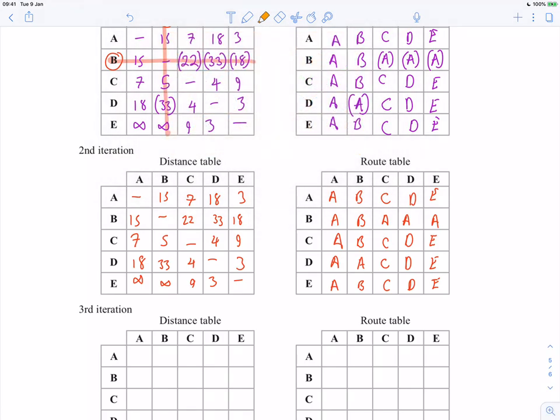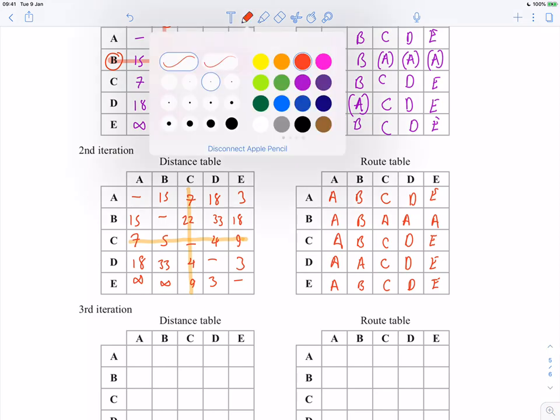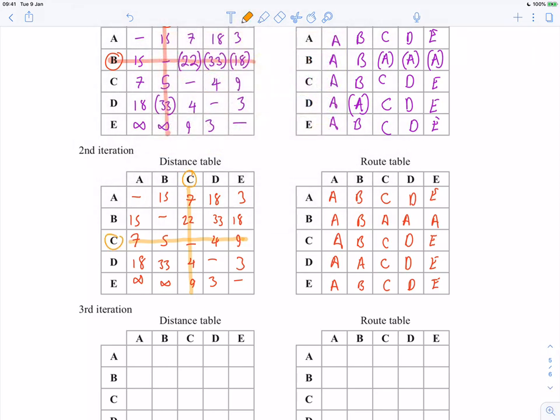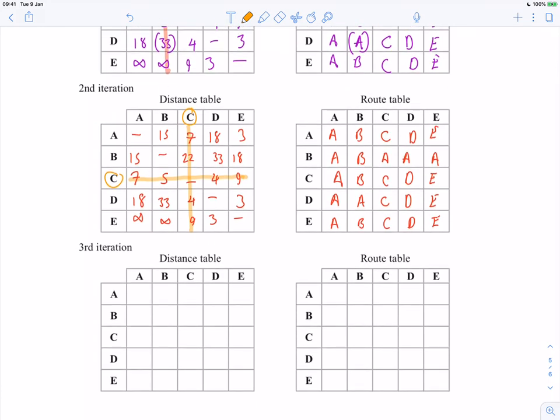Now, for the third iteration, we're going to look at the C column and the C row. Let's try the orange. Well, the diagonals are going to stay the same, so dash, dash, dash, dash, dash. The rows and columns of C are going to stay the same, so 7, 22, 4, 9, 7, 5, 4, 9 stay the same. And the corresponding roots over here, the diagonals are still the same, A, B, C, D, E. The column is going to be C, A, C, C, C, and across the middle, A, B, C, D, E. Okay, let's deal with this.